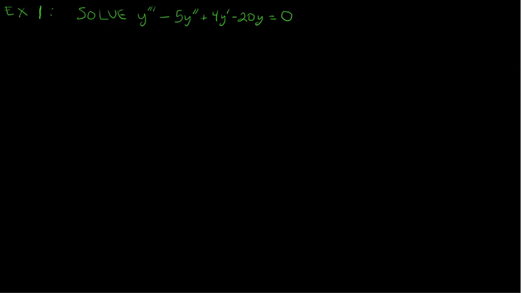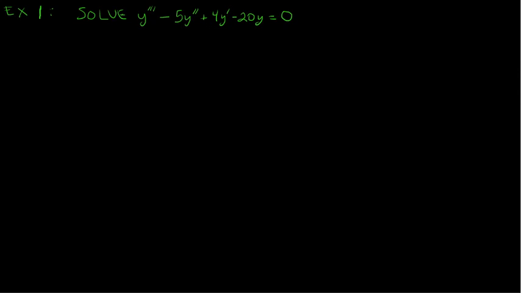This is going to be my first example from section 4.3, where we're solving homogeneous equations. The first example I'd like to solve is y triple prime, so that's the third derivative of y, minus 5 times the second derivative of y, plus 4 times the first derivative of y, minus 20y equals 0. So we're assuming y is a function of x here.